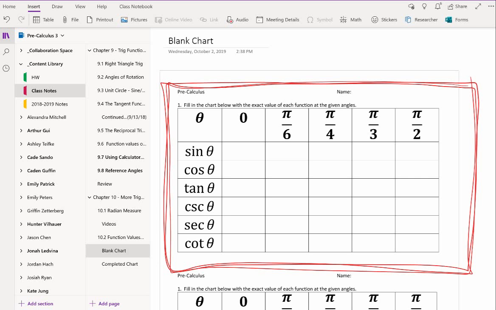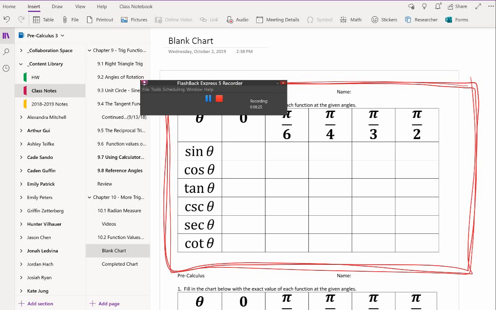Okay, so you'll be working on filling that chart in later today, and then we're going to also talk about how to use the calculator here in just a minute.